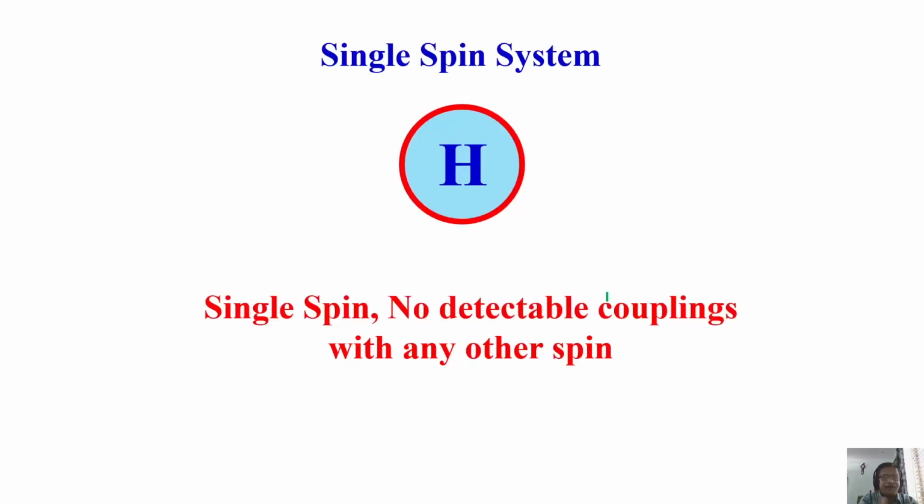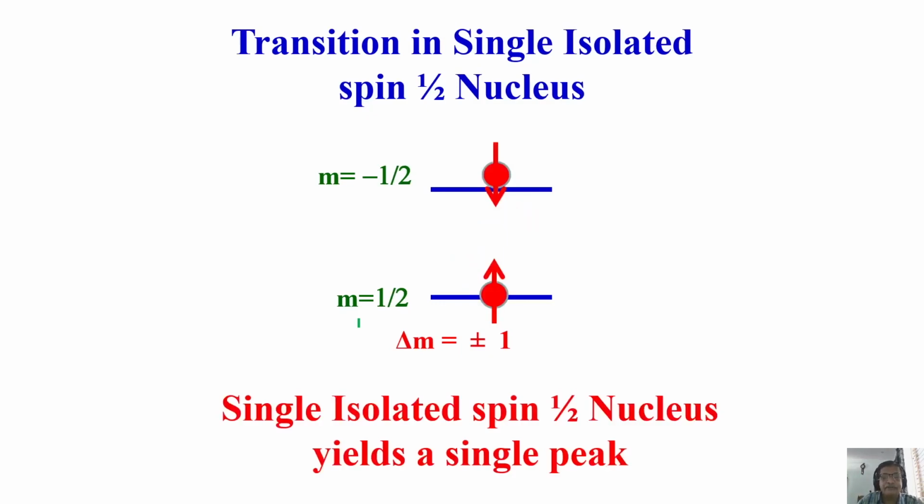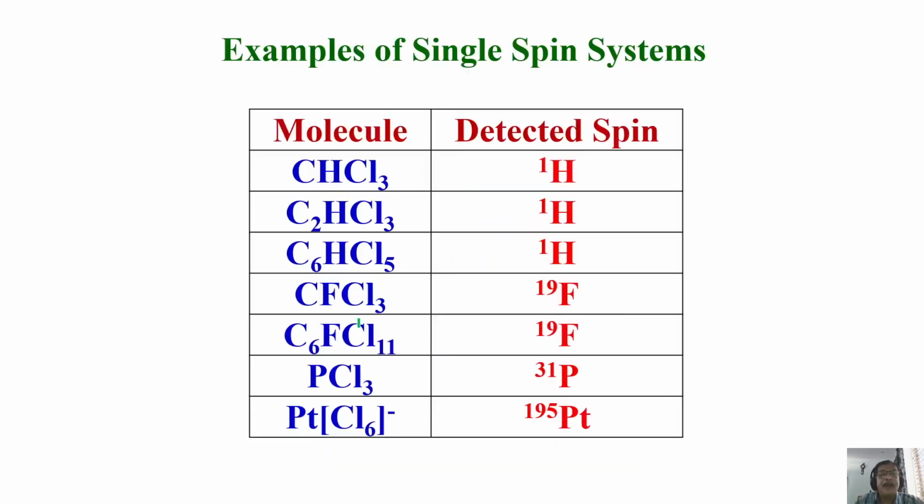No other coupled spin, no detectable coupling with any other spin, only one spin. How many peaks do you expect? Simple. I told you, you will get only one possible peak. Fine. Now, what are examples of nuclei which can give a single peak? Look at it. CHCl3 can give one peak. C2HCl3 can give only one peak.